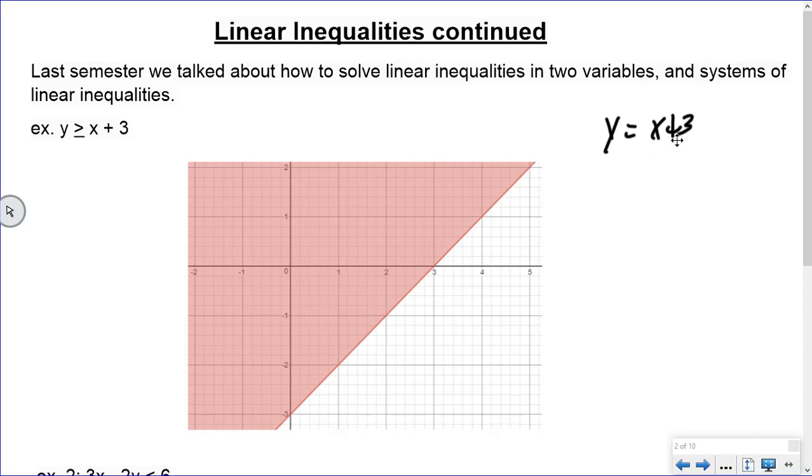Where we would graph this line, y equals x plus 3, and then we'd look at the entire solution region, or the feasible region, that would satisfy this inequality. And then we would shade that in to say that this entire area above that line, including the line itself, will satisfy this inequality, x plus 3, right?